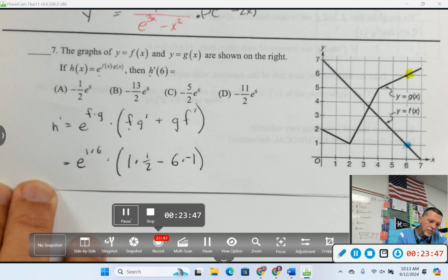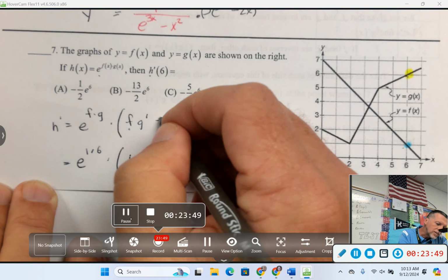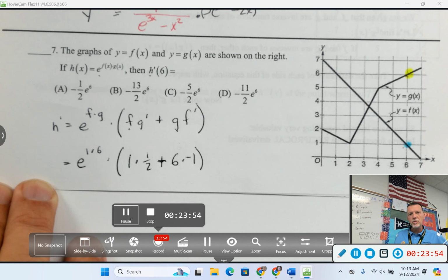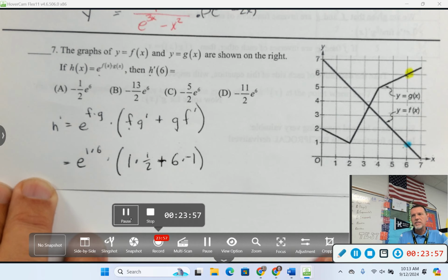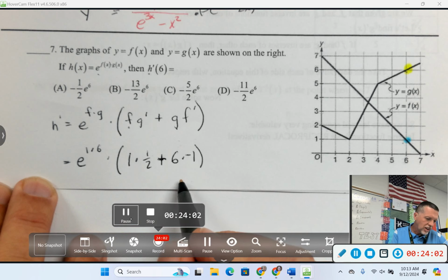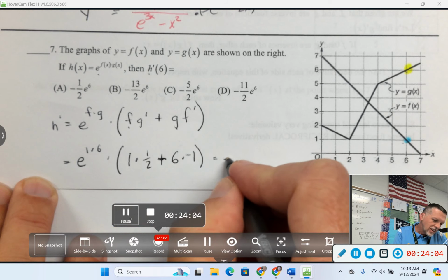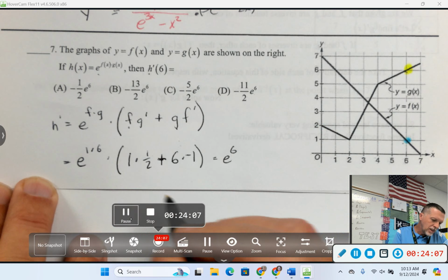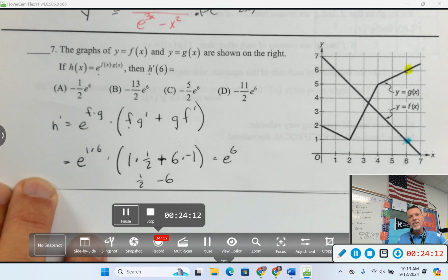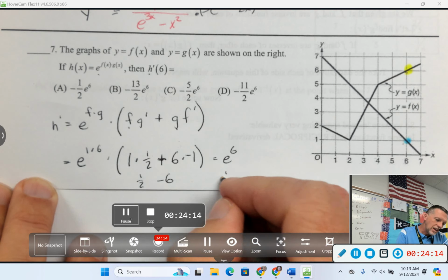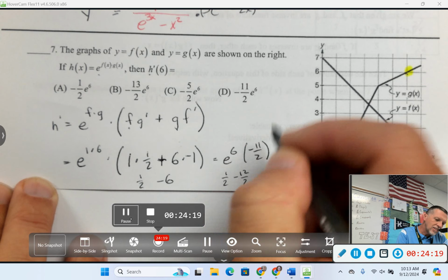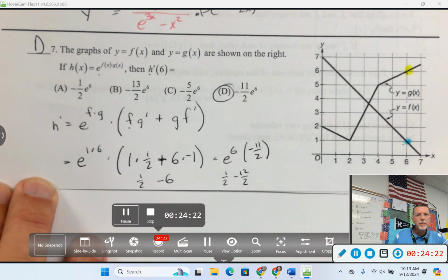Uh-oh, did I mess something up? Oh, it should be a plus. Plus from the product rule, and g is also positive 6. Yes. So that would be a great safe stop answer, but that's not a choice. So e to the 6, that's on all of them. 1/2 minus 6. Let's see, that would be 1/2 minus 12/2 is -11/2. There we go, answer choice D.